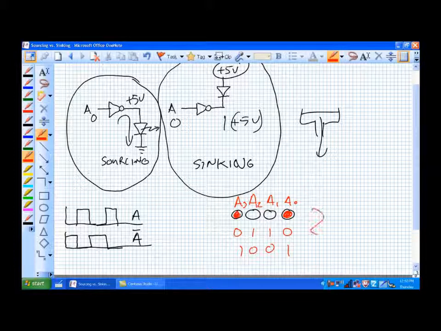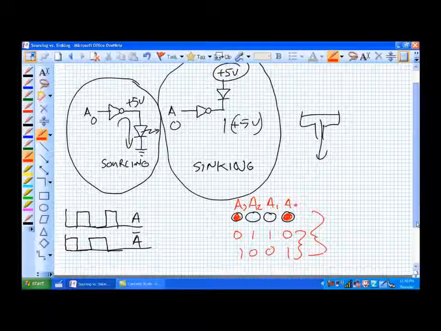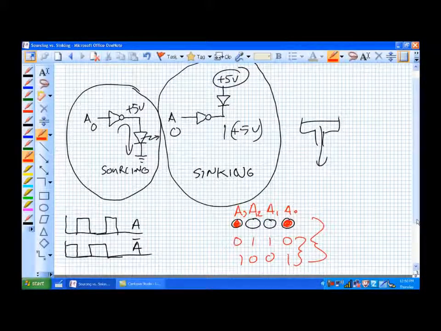Okay, get it? Because you're going to get very confused in labs if you are thinking that you're in a sinking arrangement, but you're actually in a sourcing arrangement, because as you can see, they're totally opposite of each other. Just think of what causes that LED to light up. Okay, sourcing versus sinking: two important concepts to distinguish when you're working with digital circuits.